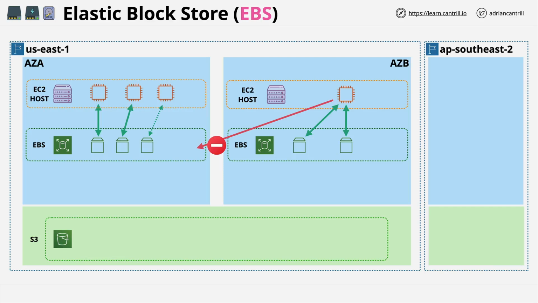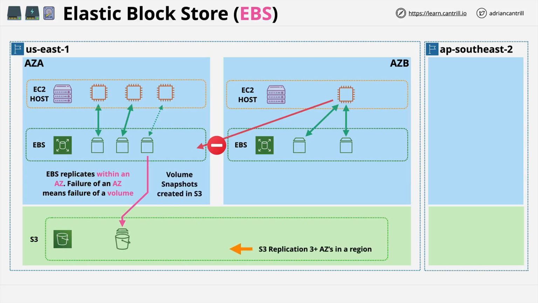Now EBS replicates data within an availability zone, so the data on a volume, it's replicated across multiple physical devices in that AZ. But, and this is important again, the failure of an entire availability zone is going to impact all volumes within that availability zone. Now to resolve that, you can snapshot volumes to S3, and this means that the data is now replicated as part of that snapshot across AZs in that region. So that gives you additional resilience, and it also gives you the ability to create an EBS volume in another availability zone from this snapshot.